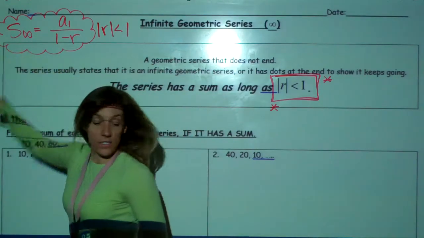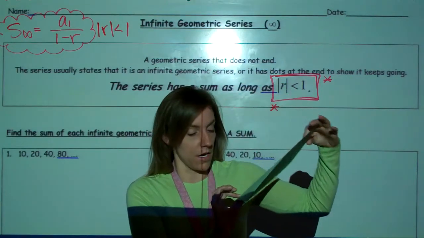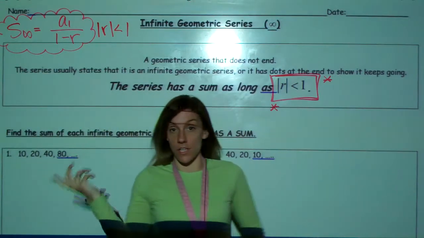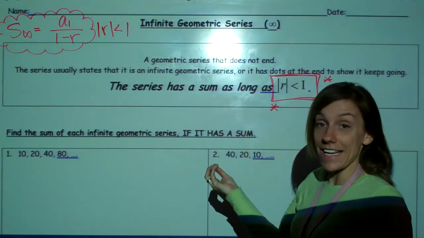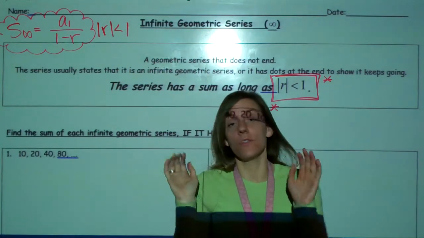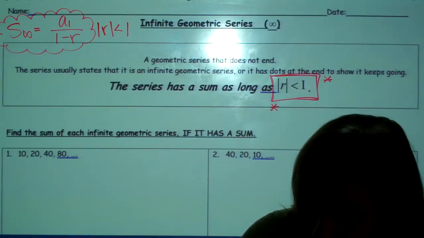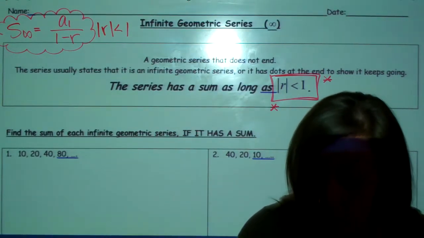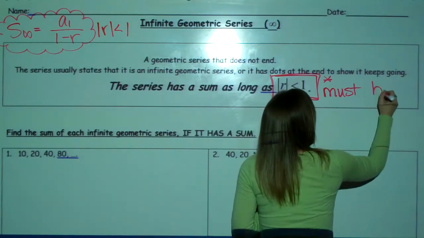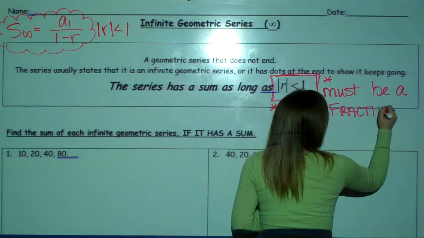So this is the formula. It's on your formula sheet. It's the very, very last one, bottom right, down there. It's very simple. It does have the infinity symbol so that you know it's infinite. But the key is that the absolute value of the ratio cannot be greater than or equal to 1. And what that means is that the ratio, what we're multiplying by, must be a fraction.